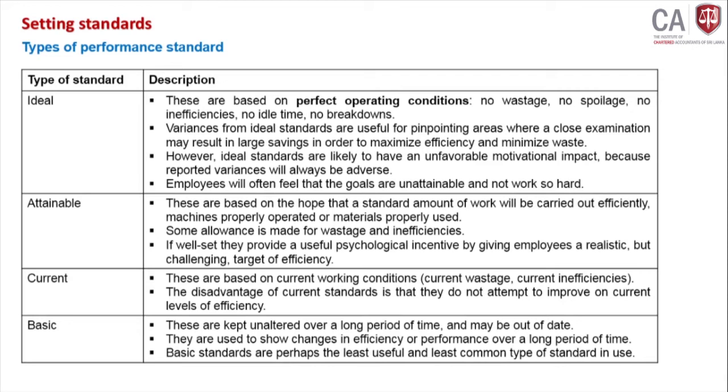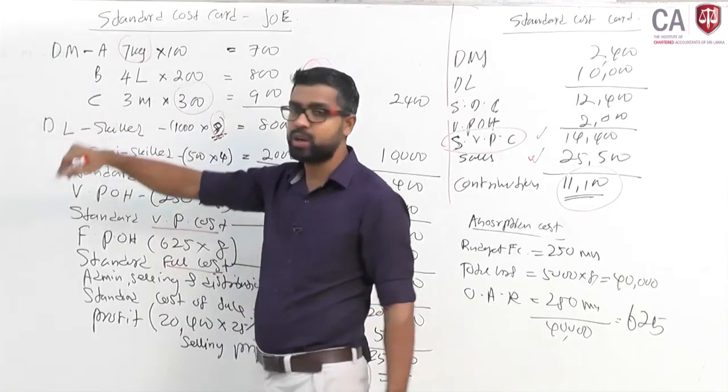However, ideal standards are likely to have an unfavorable motivational impact because reported variances will always be adverse. Why? No tolerances for wastages, spoilage and inefficiencies. It is very hard to achieve. There are no perfect scenarios in the world. We can deviate from these 8 hours, from these 300 rupees, from 7 kilograms.